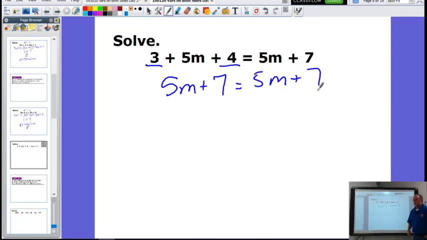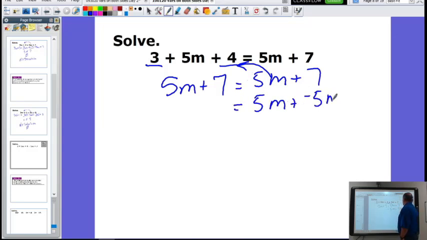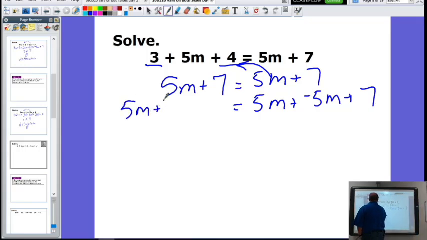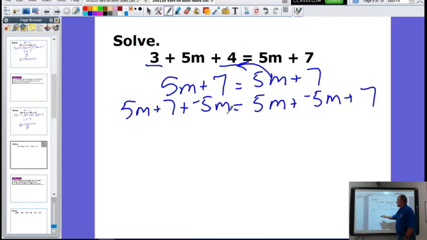Now what do you notice about this one? Not only are my variables the same, but my numbers are the same as well. So let's go through the motions in this one and find out what happens. So I'm going to move this 5M across. So I got equals 5M plus negative 5M plus 7. So 5M plus 7 plus negative 5M. So on the left-hand side, my 5Ms are eliminated, and I'm left with 7 equals. And on the right-hand side, I've got the 5Ms eliminated, and I still have a 7.